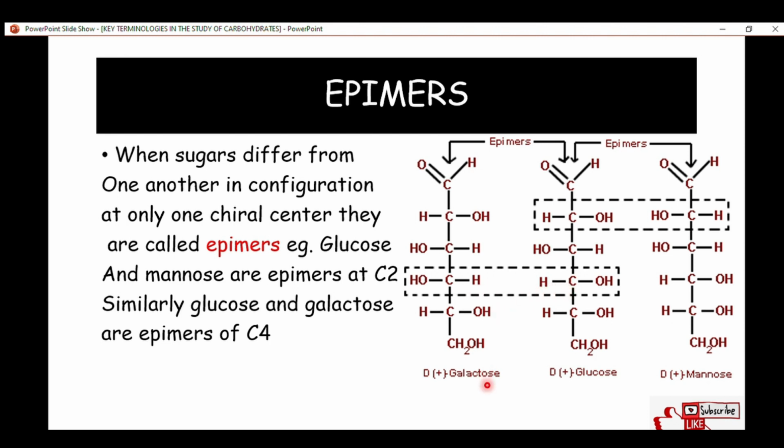Considering D-galactose and D-glucose, we can see that there is a change in position between this hydroxy group and hydrogen. We have hydrogen here and the hydroxy group here, so they have been swapped. So they can be termed as what? Epimers. Now let's compare D-glucose and D-mannose. We can also see that at carbon 2, there is a change in position of the hydroxy group, from here to here. So it can also be termed an epimer. That's the basic definition of an epimer.